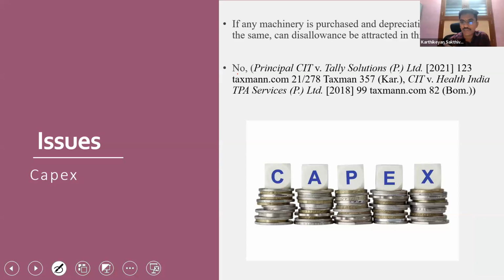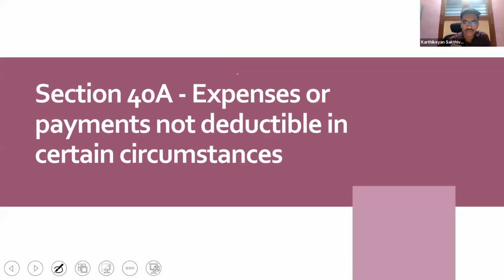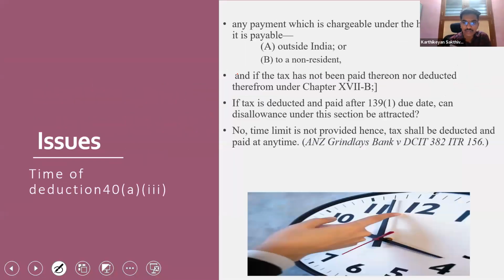Next, capex purchase, we have already seen this. If TDS is not deducted for purchase of machinery or something, can disallowance be attracted? No, disallowance cannot be attracted. So that is in relation to 40 small a, I, IA, triple I, IB.